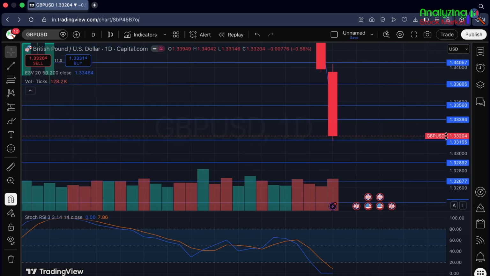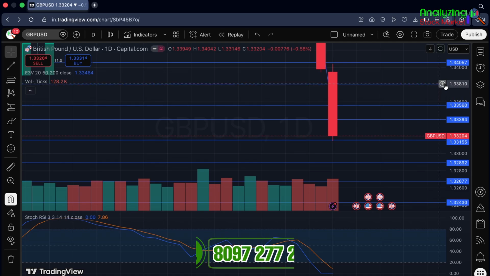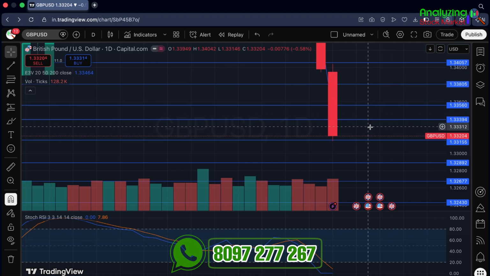Here, 1.33204 was the closing. The direct support is 1.33155. The direct resistance is 1.33394. After the direct support, there is a support of 1.32892 and then 1.32677. After the direct resistance, there is a resistance of 1.33560 and then 1.33805. So these are two important support zones and resistance zones which we have already marked. You can mark these levels on your chart as well.